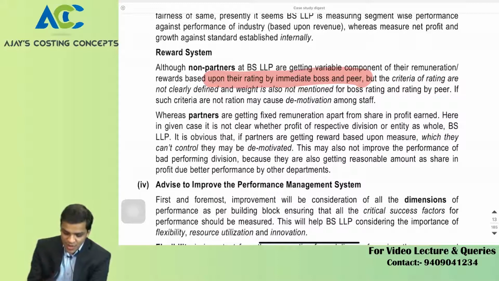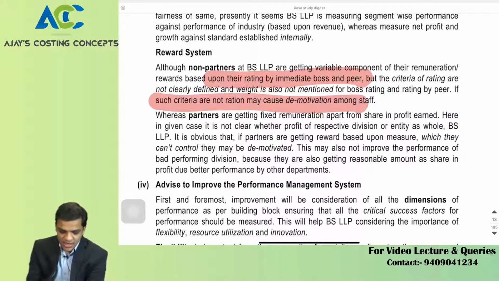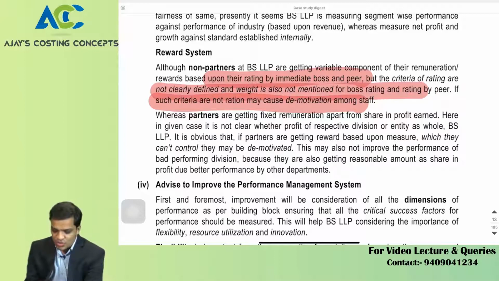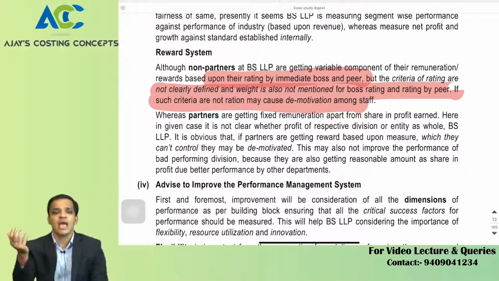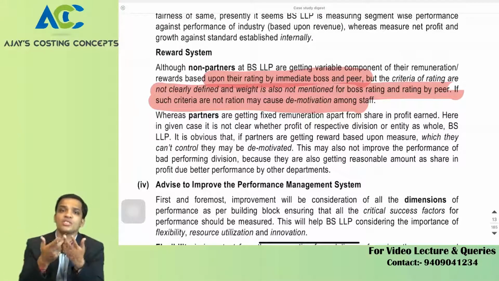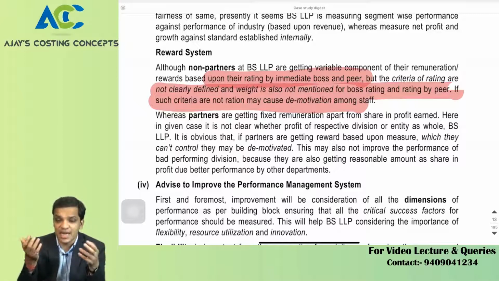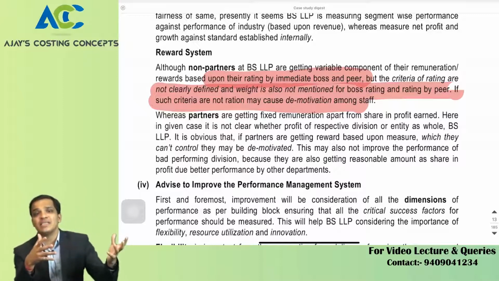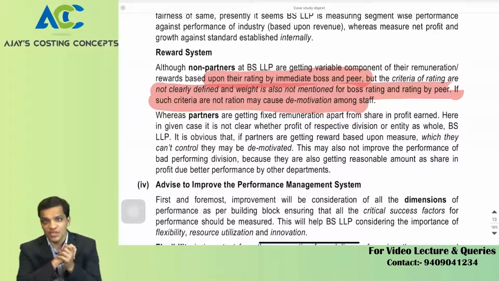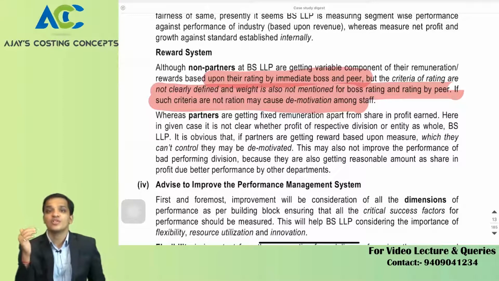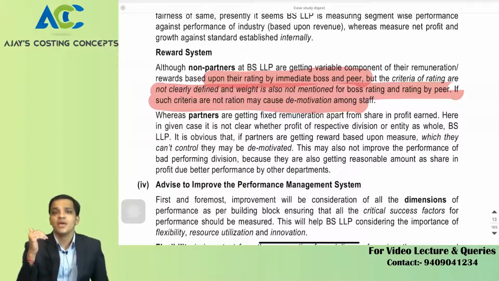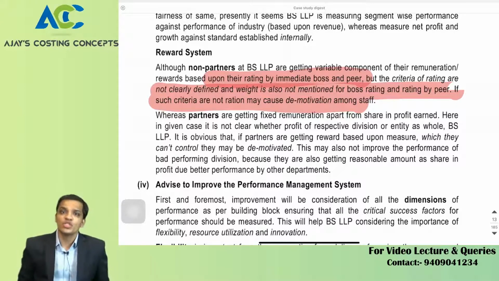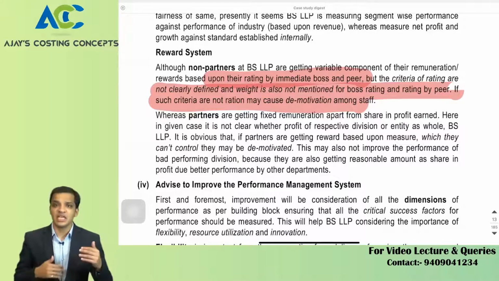Exactly what should happen is this may become demotivating, because the weight of the boss rating and the peer rating is not mentioned. If such criteria are not rationalized, they may become demotivating. So sometimes what happens, your boss is not much happy or comfortable with your performance because his expectations are very high when it comes to you. So he will not give you a good rating, but actually you are performing better. Such irrationality may lead to demotivation. So basically the non-partners or the employees should be given bonuses or variable part rewards on the basis of their customer ratings or their customer relationship.